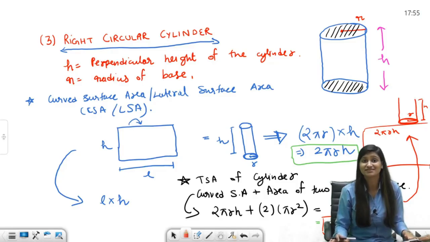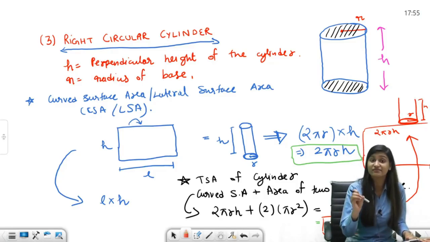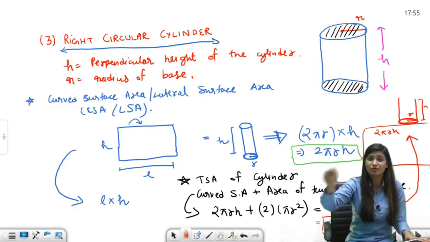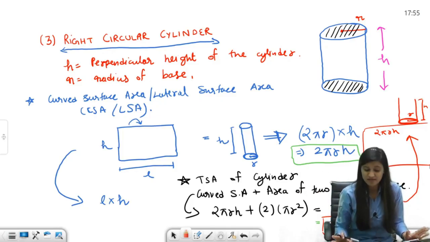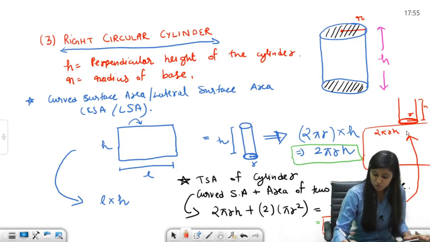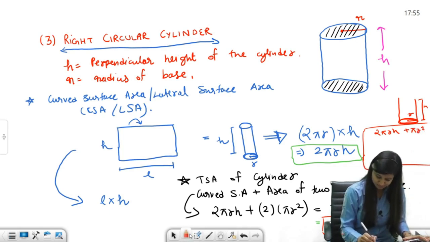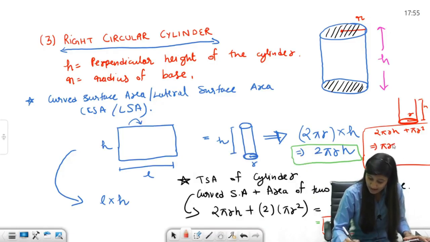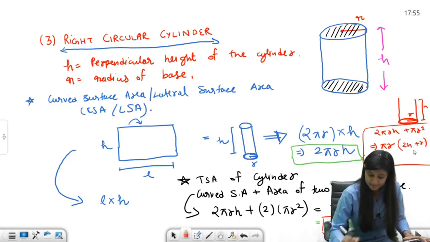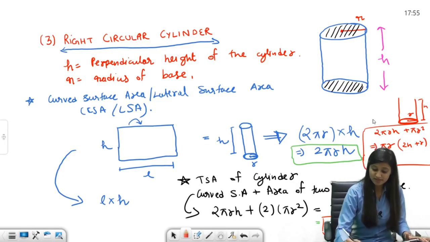It is given to us. I am telling you that it is given to you, that there is no lid for that particular cylinder glass. There is only the bottom one. So 2 pi r h plus pi r square. If you take common from them, what would you get? You will be left with pi r (2h plus r), right? That would be your case, another case, case 1.